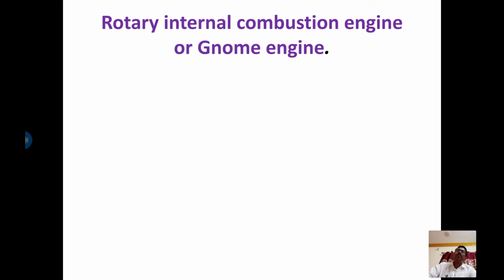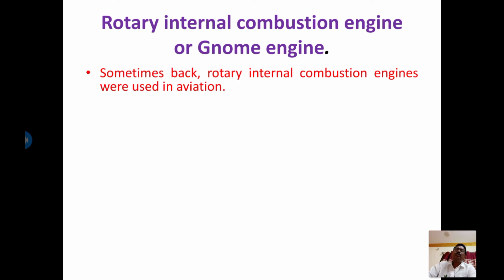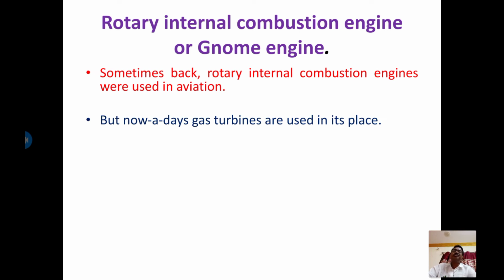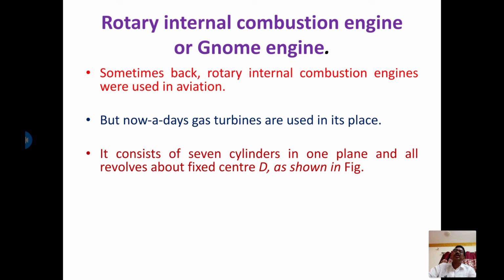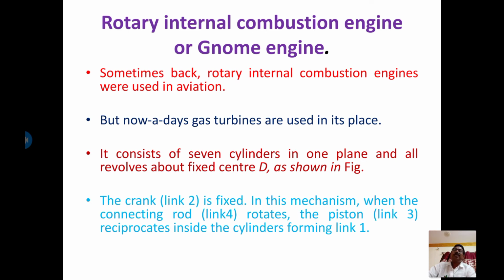Another one is the rotary internal combustion engine, or GNOME engine. This engine was used in olden days in aviation, in aircraft. Nowadays it is replaced with gas turbines; we are not using these rotary IC engines now. In this case, 7 cylinders are in one plane and all revolve about a fixed center. I will show that figure later in the next slide.